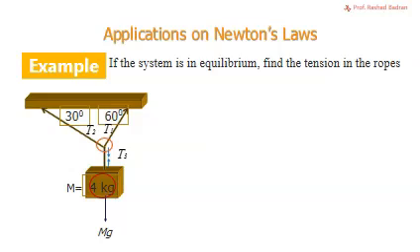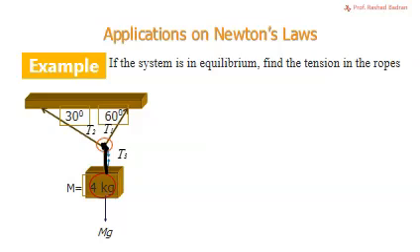One of the ropes makes an angle of 60 degrees with the ceiling, and it has a tension T1, and another rope making 30 degrees with the ceiling has a tension of T2. Also, at the node of the ropes there is another rope here holding the block, and this has a tension T3.